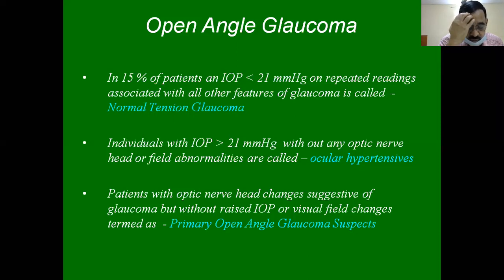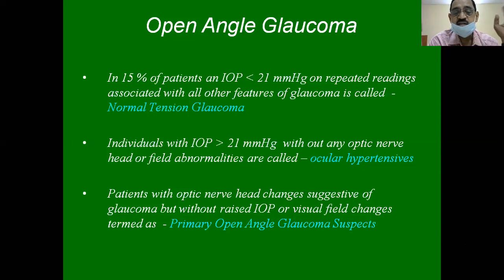Okay, so in 15% of the patients, an IOP of less than 21 millimeters of mercury on repeated readings, associated with all other signs such as field changes and disc changes, will be present, and this type of glaucoma is called normotensive glaucoma. Individuals with intraocular pressure greater than 21 millimeters of mercury without any changes in the disc and field changes, it is called ocular hypertension.